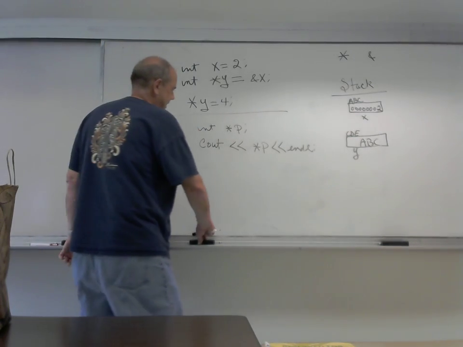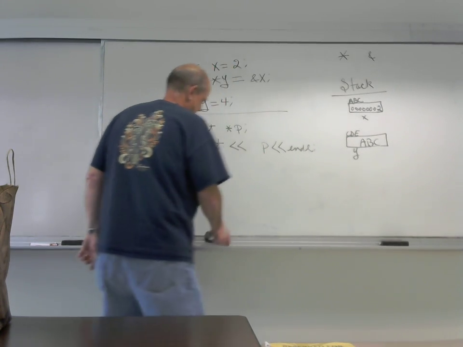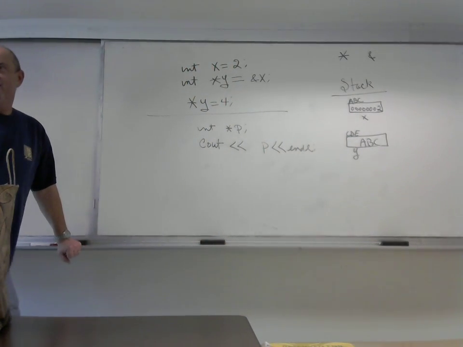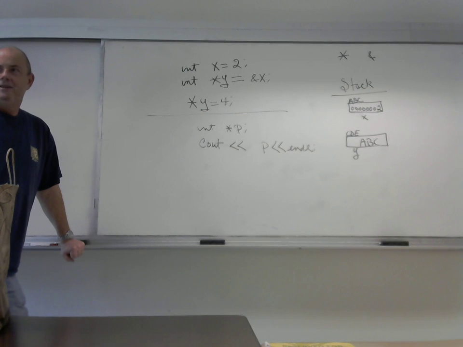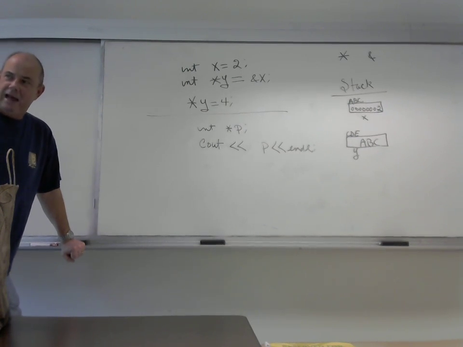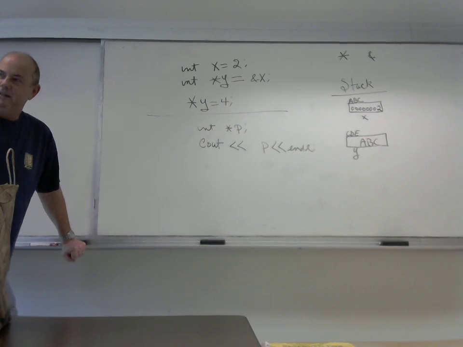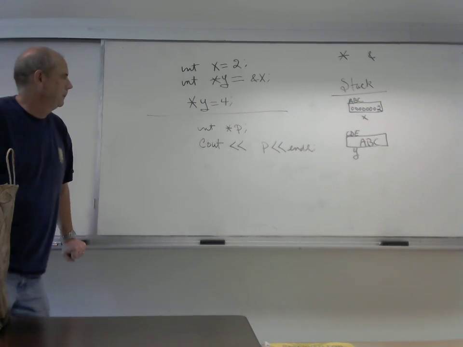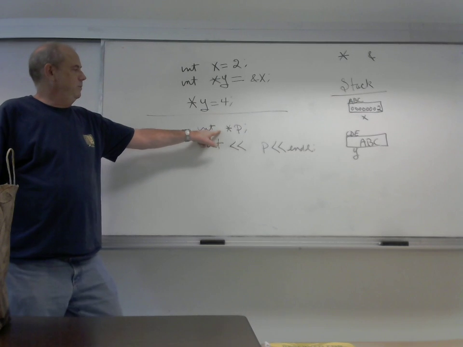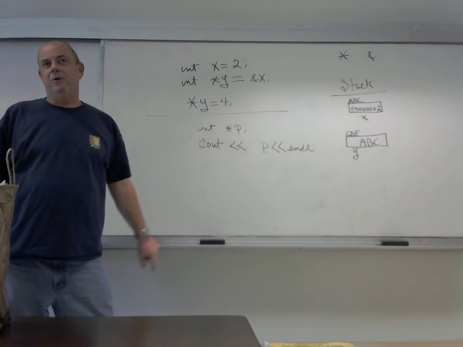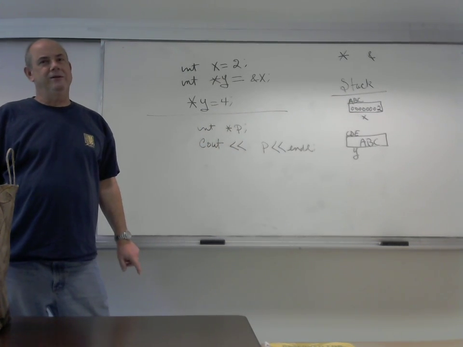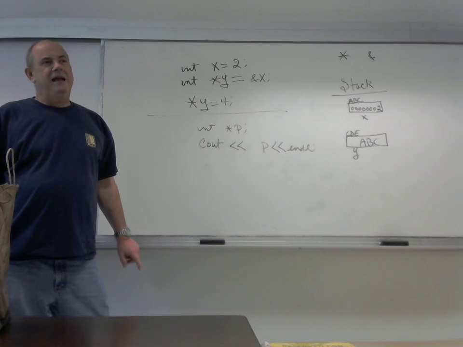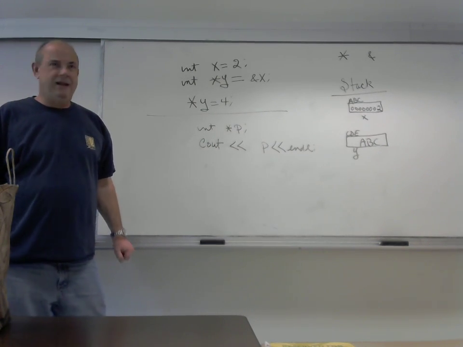Stated another way, both of those are pointers. They're both pointers. P has an address in it. All right, this looks very strange, doesn't it? Star P and P, and they're both exactly equal, they're pointers. Now this can be confusing, I understand.